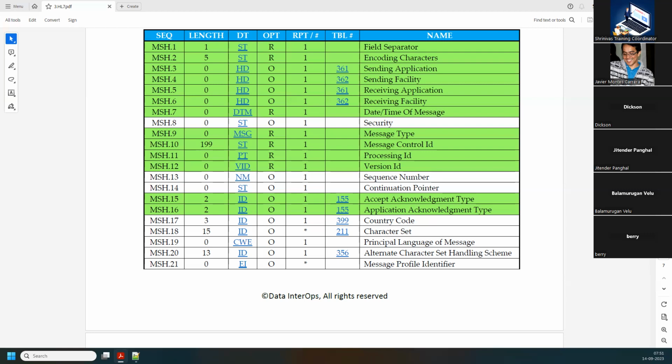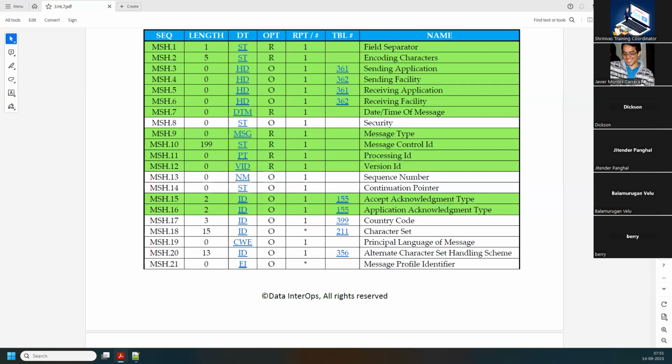So that way, MSH 15 and 16 values are used by the sender to tell the destination system when they need an acknowledgement. What all values can be used? Those are part of table 155, which we will see tomorrow. There are six different values that you can send. We will understand each one of them and see what each one represents, and understand a little bit about the workflow aspects of MSH 15 and 16.